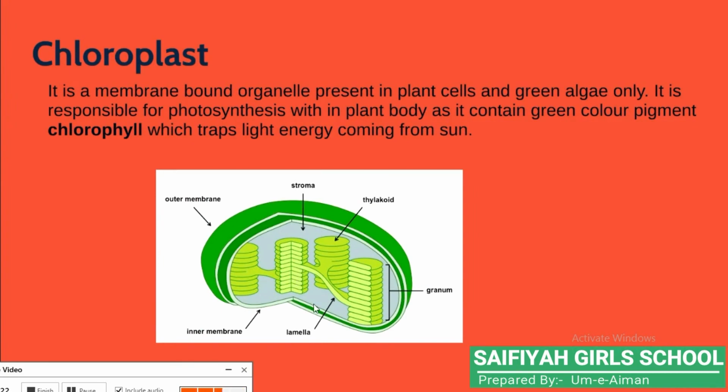Chloroplast. It is responsible for the process of photosynthesis within the plant body, as it contains a green color pigment called chlorophyll. Chlorophyll is responsible for trapping sunlight that is coming from the sun.